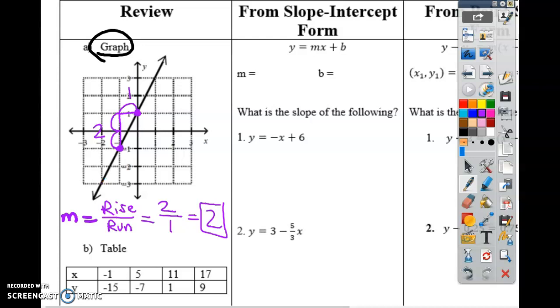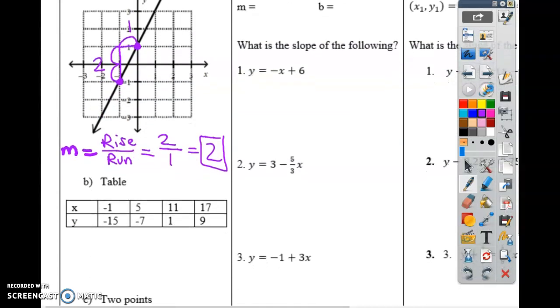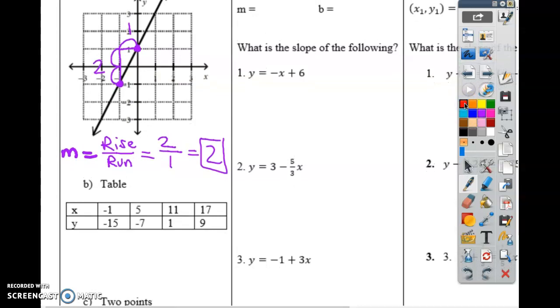Okay? When we're looking from a table, we've done this one plenty of times. Write it down as m equals the change of y over the change of x. How much does the y change and how much does the x change? So right here, these are my y's. How much did it change? So we're going to subtract them. So negative 15 minus negative 7. How much? Negative 8?